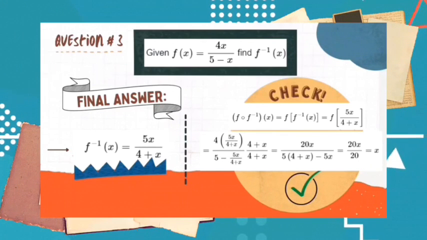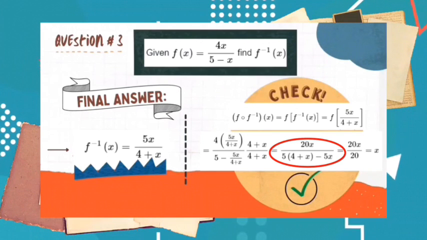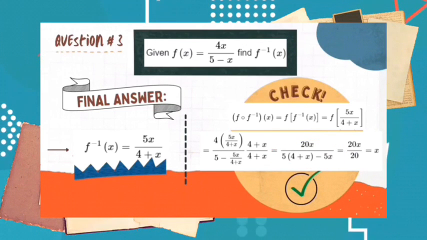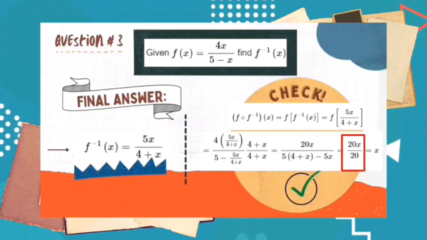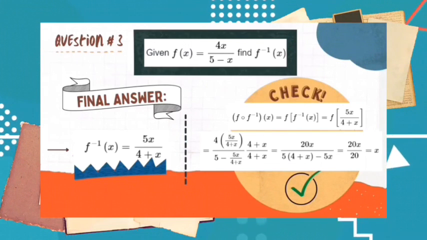This then gives us the equation 2x over 5 times the quantity of 4 plus x minus 5x. Next step is to simplify the equation, which results in 20x over 20. Then again, our final answer will be simplified to x, which makes our answer correct.